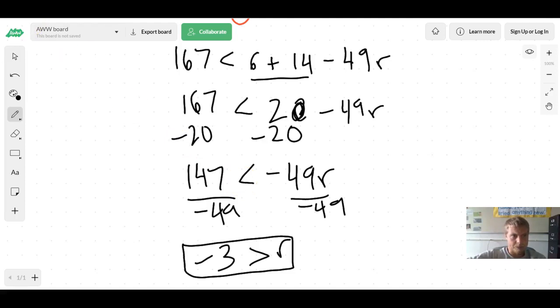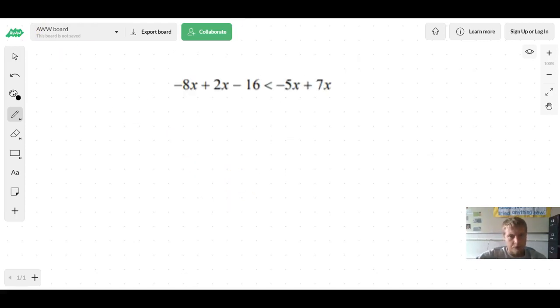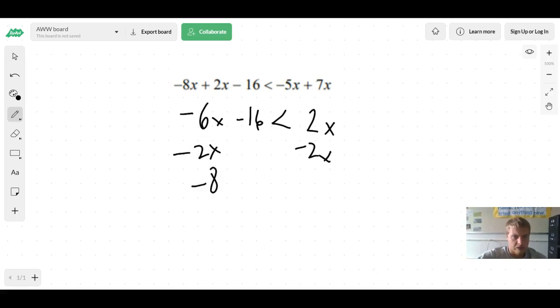Let's try another one. Okay, so for this problem, let's combine our like terms. So that's negative 6x minus 16, which is less than 2x. We want to move all the x's to the same side. So I'm going to subtract 2x, I'm going to subtract 2x. That's going to give me negative 8x minus 16 is less than or equal to 0.